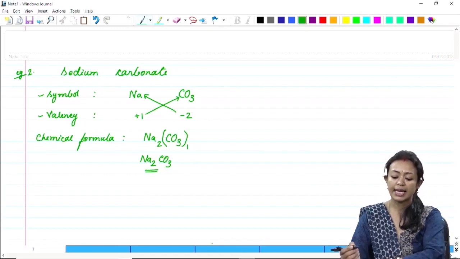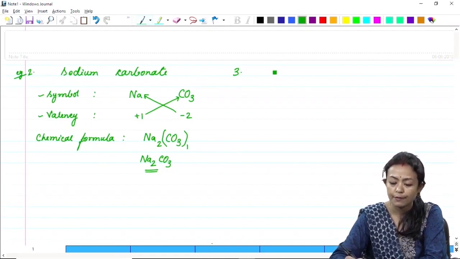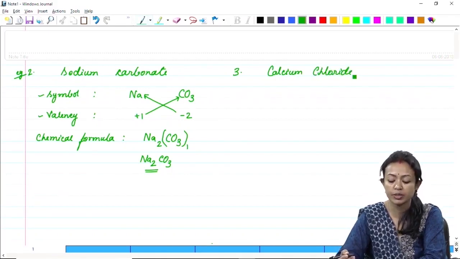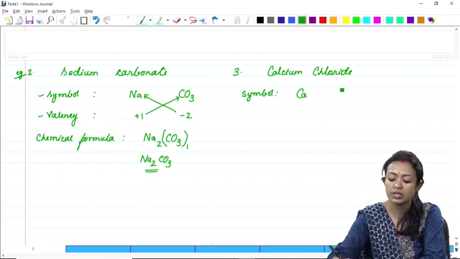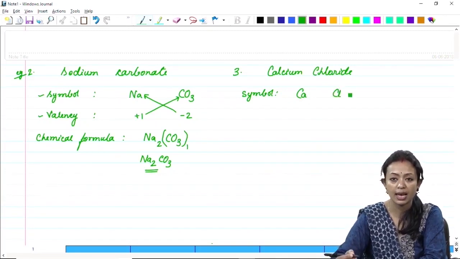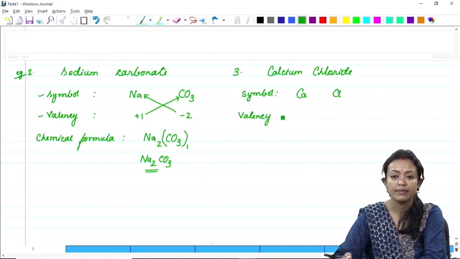Alright. Next, shall we practice with more examples? For instance, if I take calcium chloride, what would it be? Again, the first step is to put down the symbol. What is the calcium symbol? Correct, it is Ca. And what is the symbol of chloride? Cl. Good.